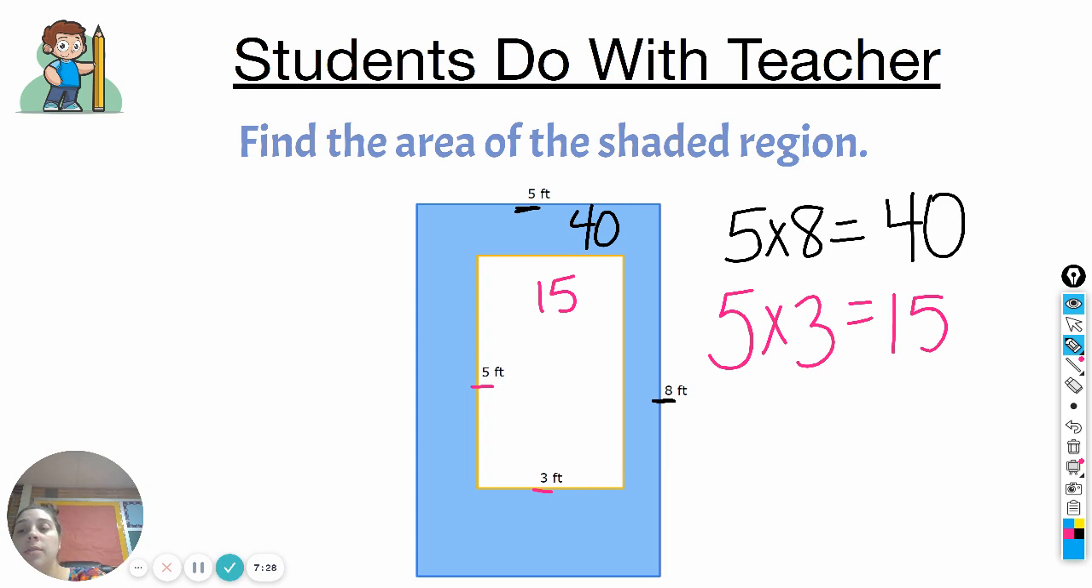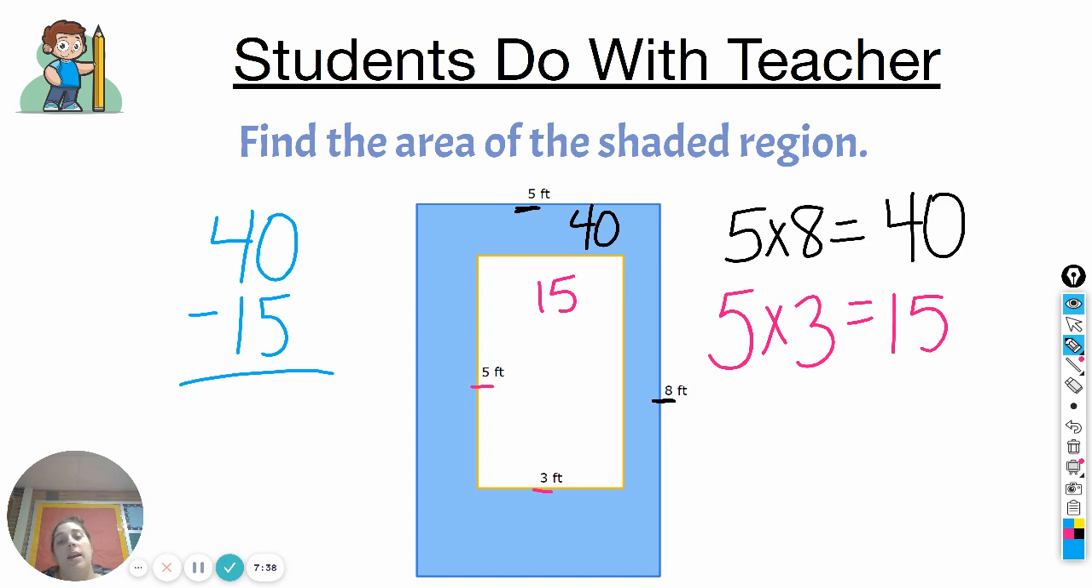Now what we need to do is take the area of the blue rectangle minus the area of the white rectangle, and that should give us the area of this part that is left outside of the white. I'm going to give you a moment to solve 40 minus 15.